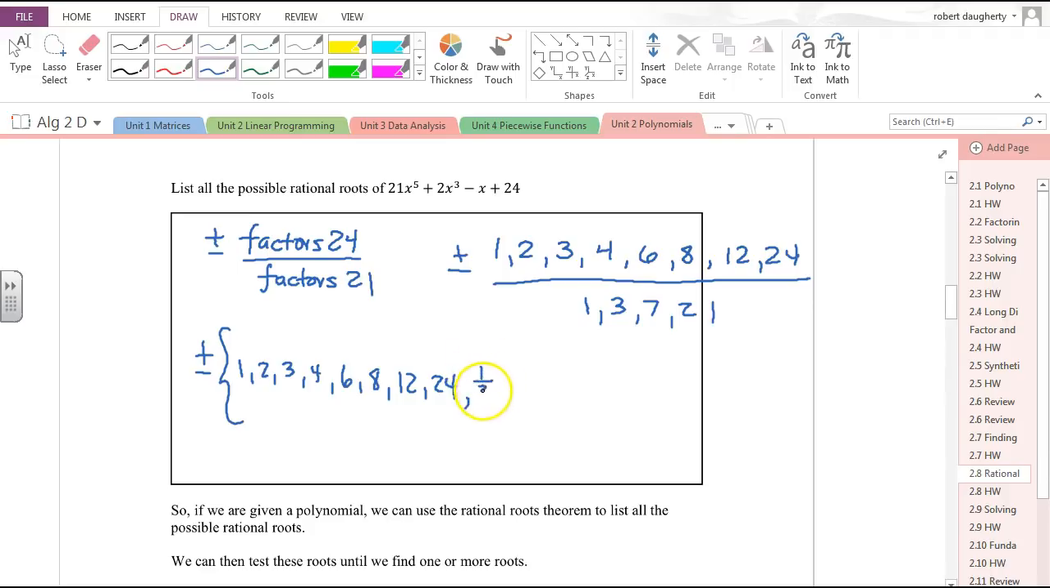1/3, 2/3, and I try to save it. What is 3/3? 1. That is already on my list. Okay. Then I've got 4/3. What is 6/3? That is 2. And then I've got 8/3. What is 12/3? That's 4. 24/3 is 8. Okay. Now I divide every number by 7.